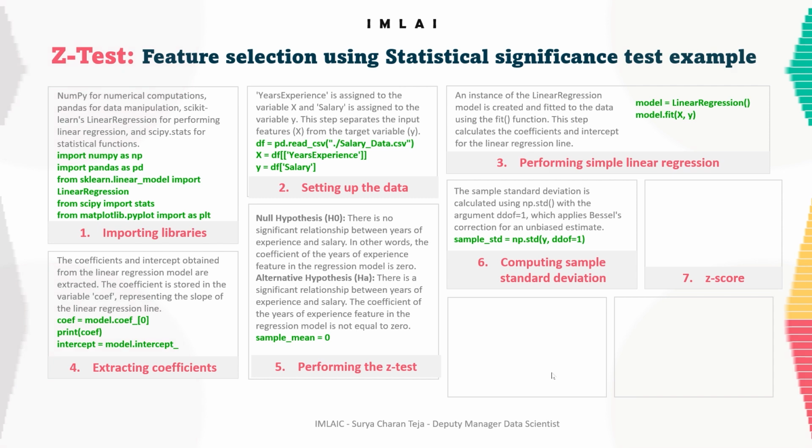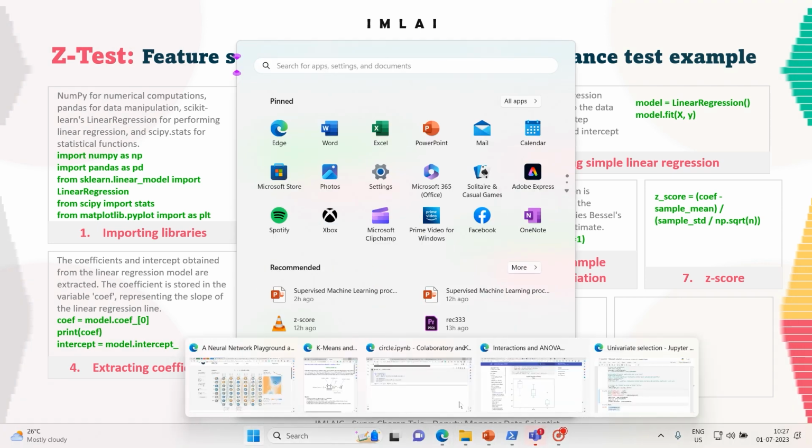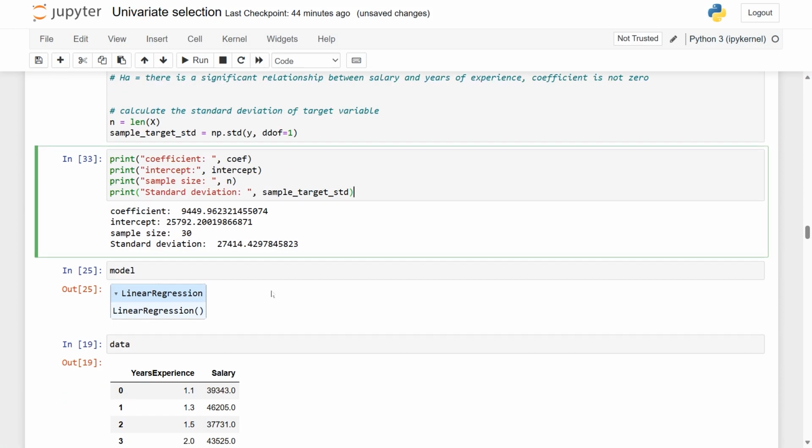Once you have computed the sample standard deviation, now it's time to calculate the z-score. To calculate the z-score, obviously this is for the statistical significance test, so we will be using another formula. That is sample mean minus population mean divided by standard deviation of the sample divided by square root of n. That's the formula we're going to use. So let's calculate the z-score.